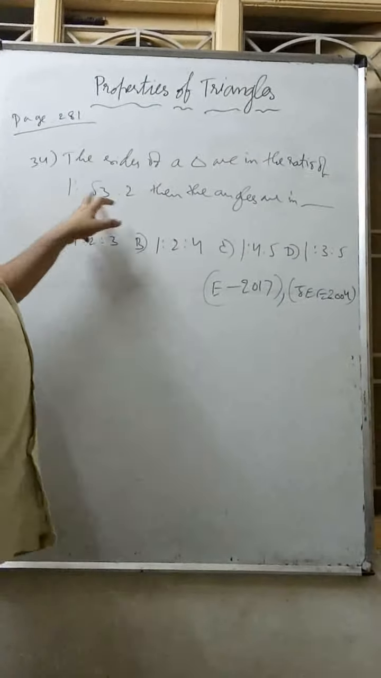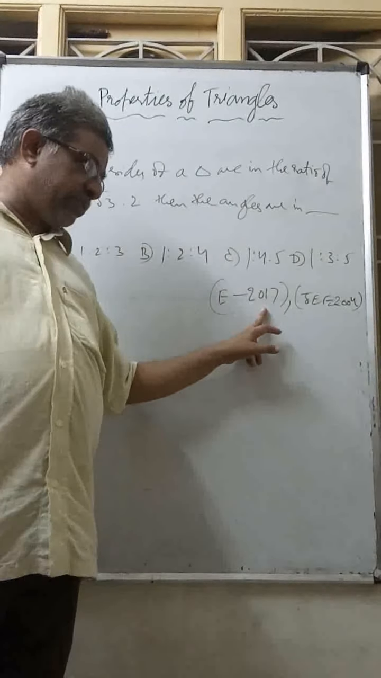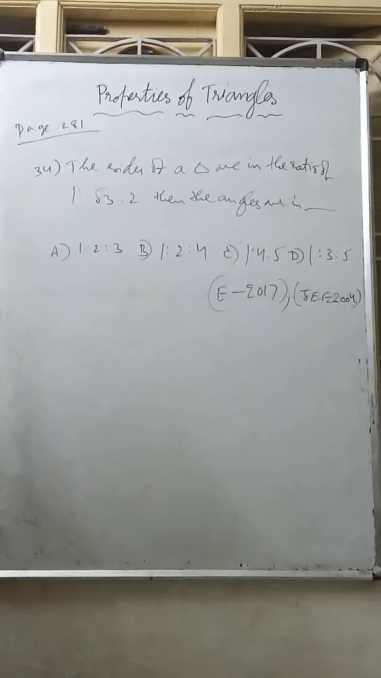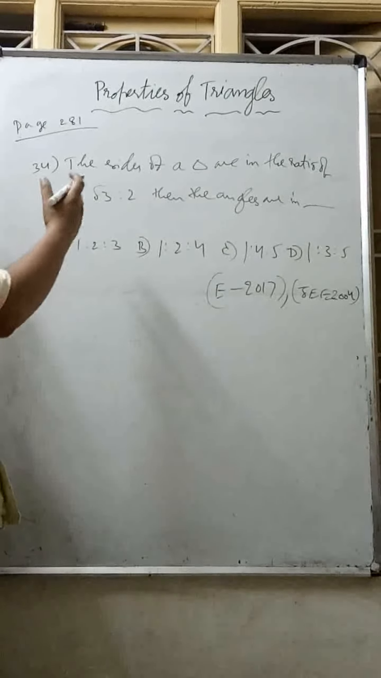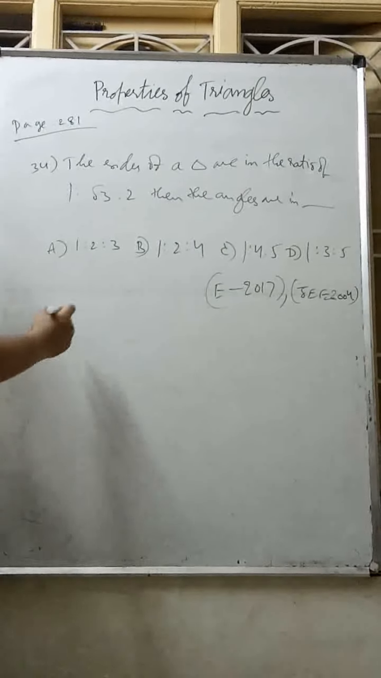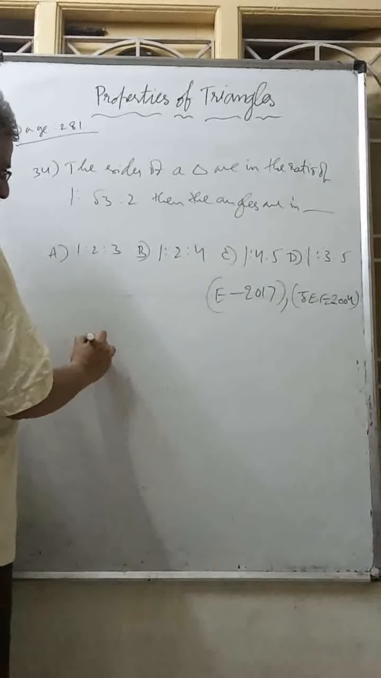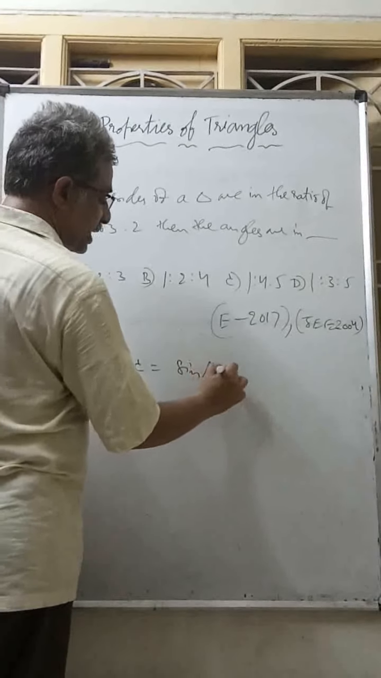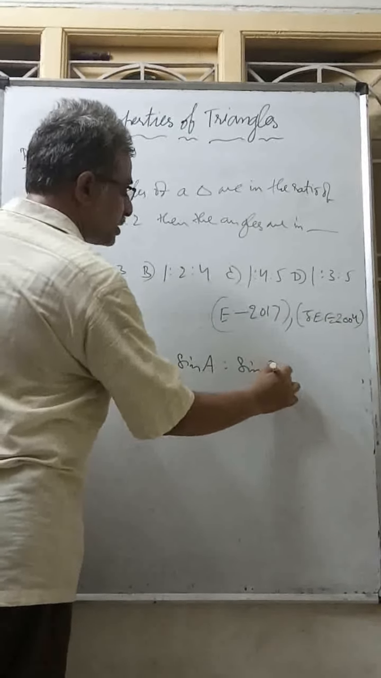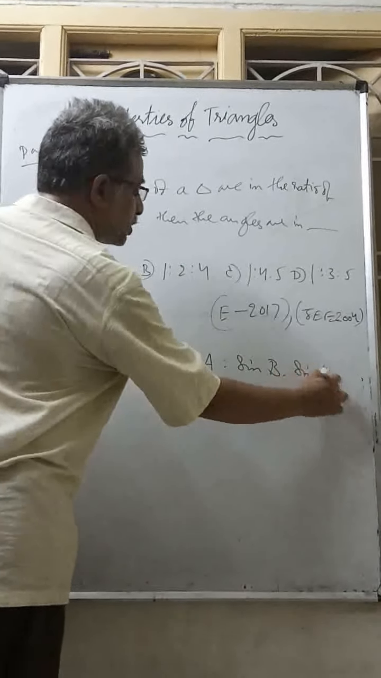The sides of a triangle are in the ratio of 1 is to root 3 is to 2, then the angles are in the ratio of this. This is given in MCET 2007 as well as JEE 2004, the same sum repeated in JEE and MCET. The sides of a triangle are in the ratio of 1 is to root 3 is to 2. We know that sides a is to b is to c is always equal to sin A is to sin B is to sin C. Then the sum is over, simple sum.